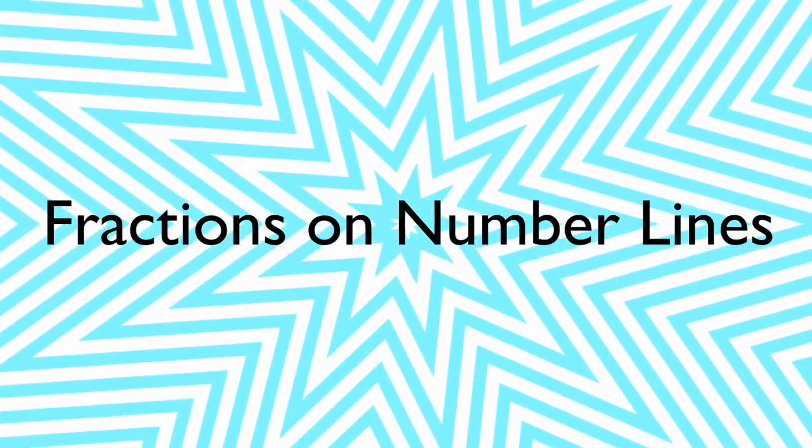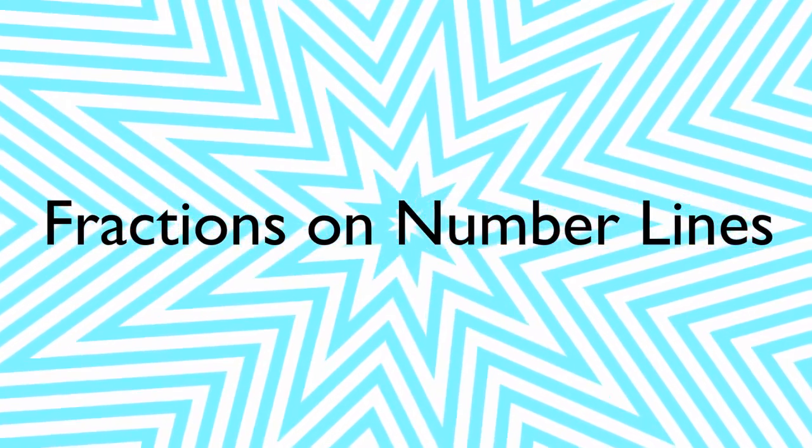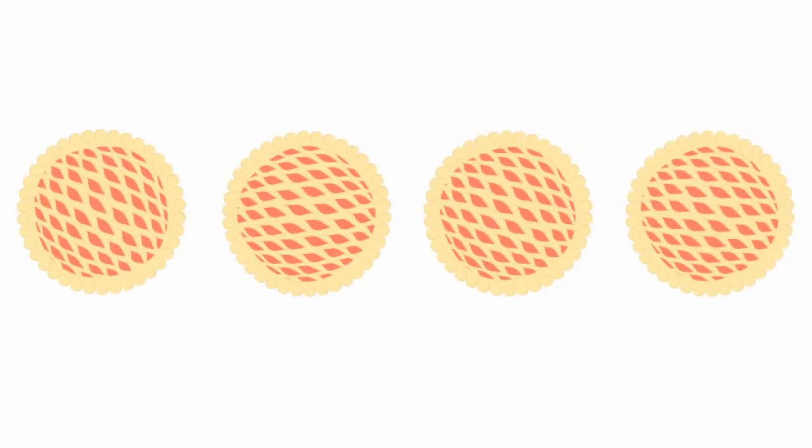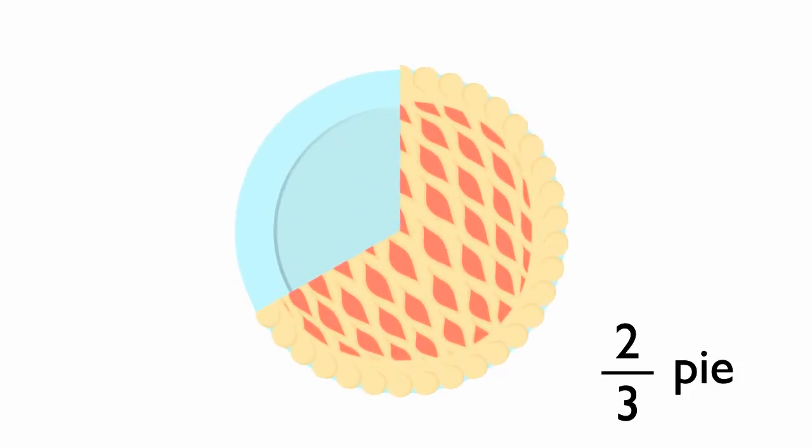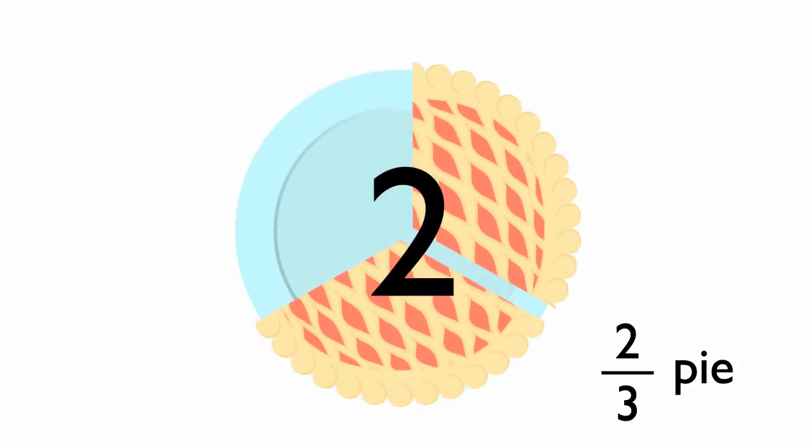Before we look at how to show fractions on number lines, let's review what a fraction is. You know how to count 0, 1, 2, 3, 4, and so on. But what if you have an amount in between 0 and 1, like this? This is 2/3 of a pie. There are 2 slices left.